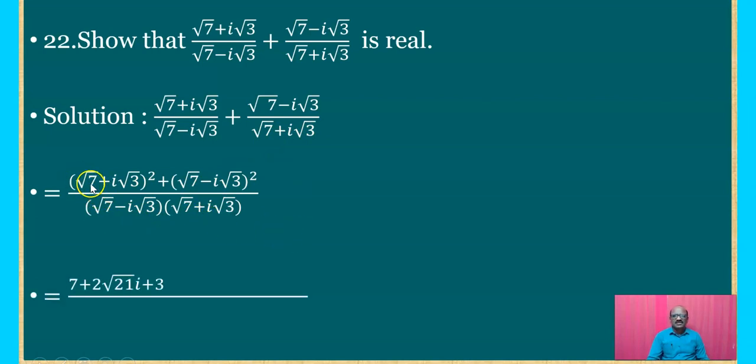Expand this using (a plus b) bracket square. Root 7 square means what? 7. 2 into root 7 into i root 3. Root 7 into root 3 means what? Root of 21. And (i root 3) bracket square means what? i square, root 3 square means what? 3. So 3i square. Next is (root 7 minus i root 3) bracket square. This is 7 minus 2 root of 21 i, and the last is i square root 3 square, which is 3. Then simplify this: this is (a minus b)(a plus b), a square minus b square.